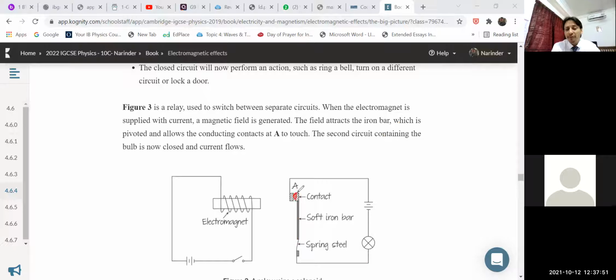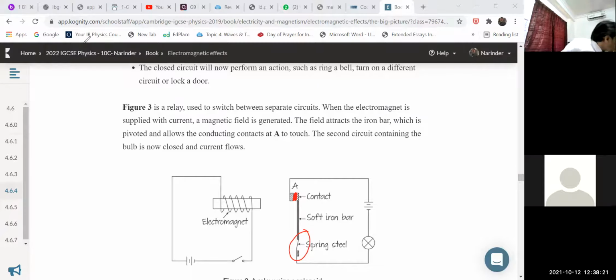The contact which is made at the point A, it will be lost. Now there is no magnetic field, no magnetism left, so the soft iron returns back because a spring is attached there. The spring will make it go away from the point A. And it means the secondary circuit will stop working as we switch off the current in the primary circuit. So that is basically a relay.